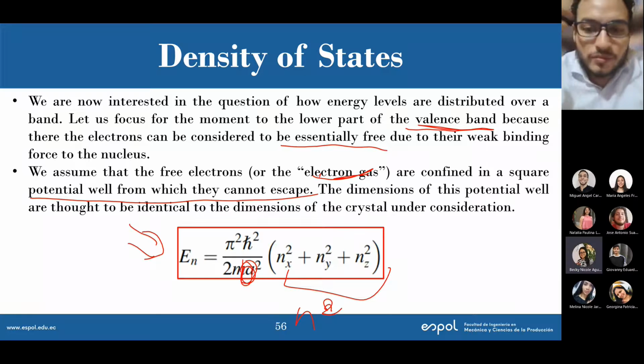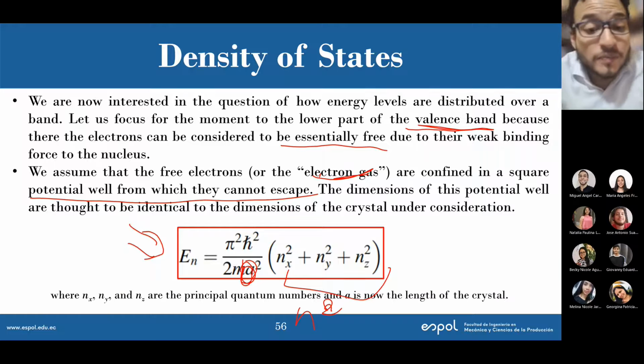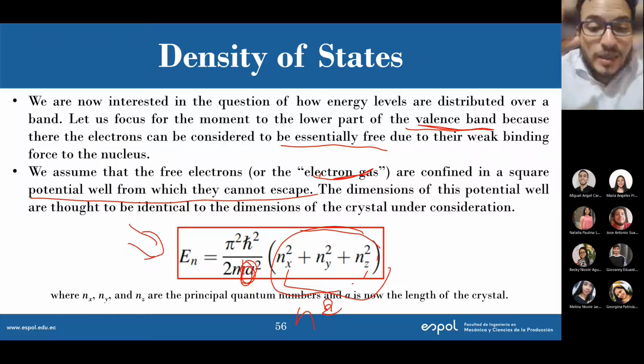Well, it's basically the lattice constant, right? That means the length of the crystal. So these become the quantum numbers, and we'll see what they are later. And then we have pi, the reduced Planck's constant, and the mass, we all know that. And A now basically becomes the length of the crystal.